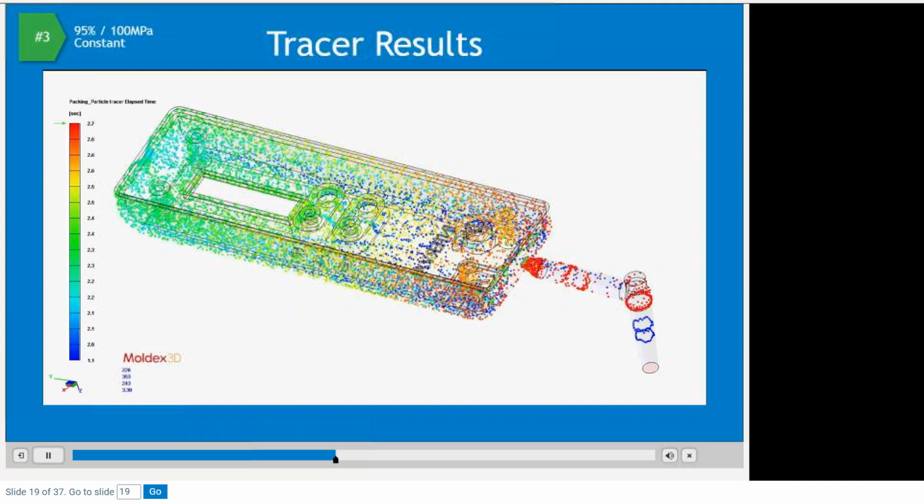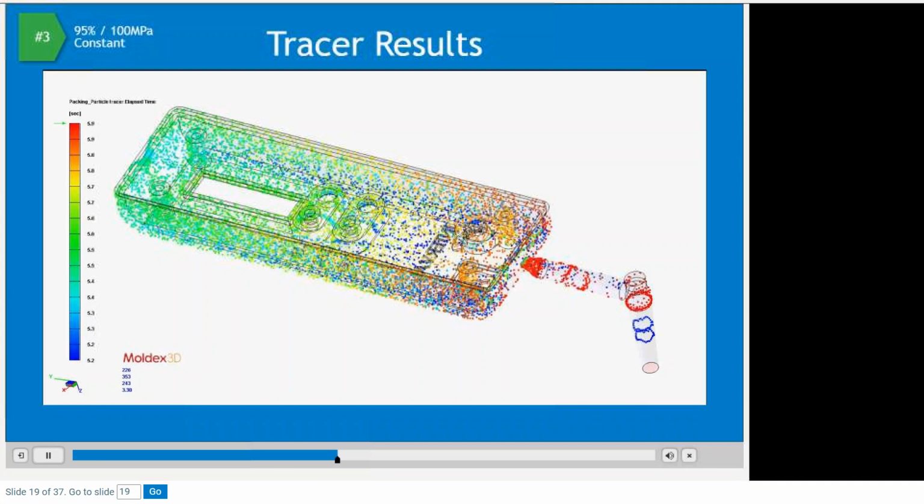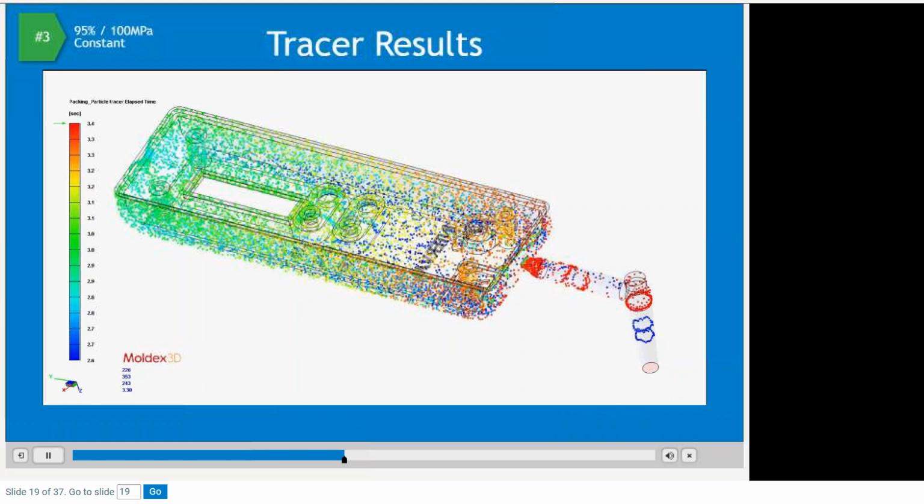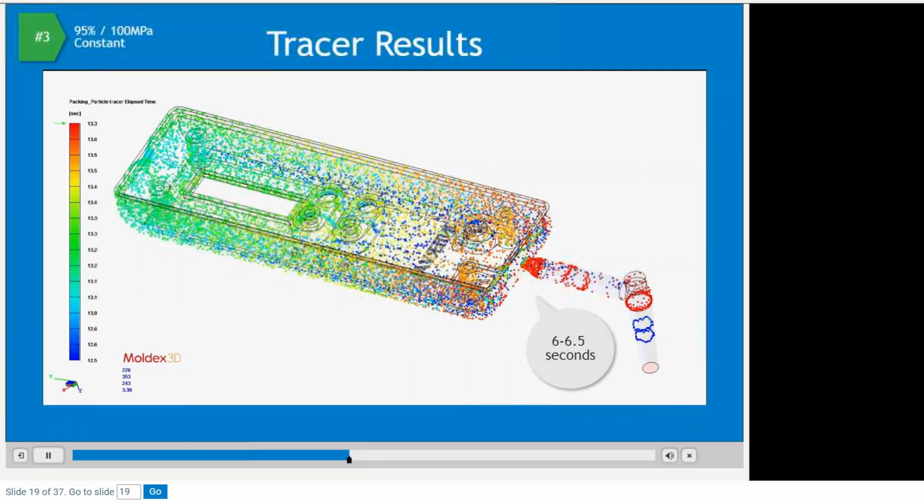Here are the tracer results for the third example. With a switchover point of 95% and a pack pressure of 100 megapascals, which is twice as high as the required filling injection pressure, the tracer's movement stops between 6 and 6.5 seconds, 1 second earlier than the last example, and 2 seconds earlier than the first example.